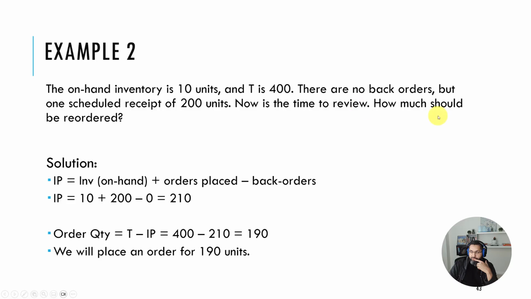Now is the time to review how much should be ordered. So basically we have to find the inventory position, IP. T is given to be 400. The order quantity will be 400 minus IP. IP is inventory on hand plus orders placed minus back orders. That's going to be 10 on hand plus 200 of scheduled receipts, which is orders placed, minus 0 back orders, 210. And then order quantity will be T minus IP, or 400 minus 210, or 190. So we will place an order for 190 units. So, rather straightforward calculation, but I just want you to see that that's how we would do it. Okay.